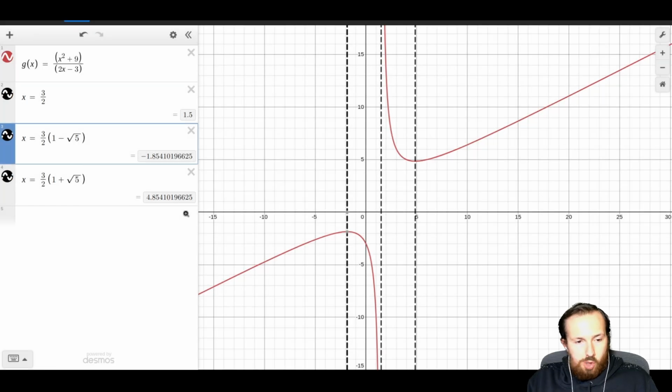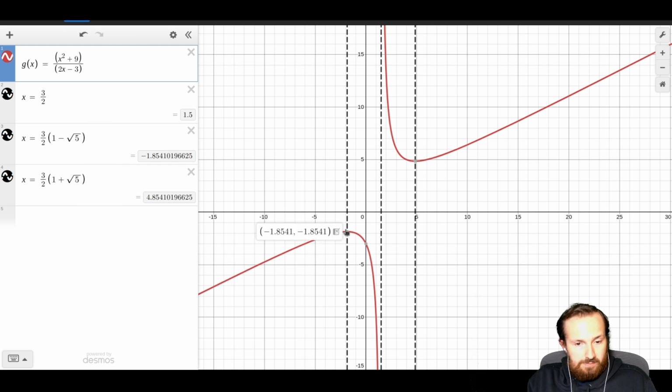Okay, so now let's open this up in Desmos and take a look. Here we can see that the function is increasing on the intervals that we predicted: from negative infinity up to negative 1.8541, which is this value, and also from positive 4.8541, which is this value, up to infinity. That's when we have a positive slope. Between there, we have a negative slope, just like we predicted from our sign chart.